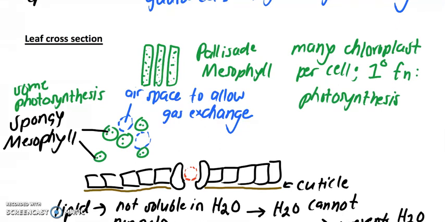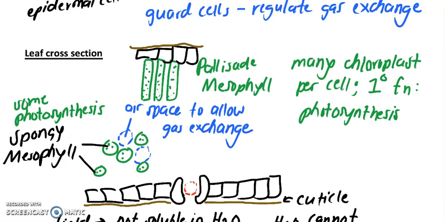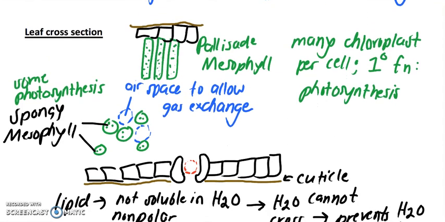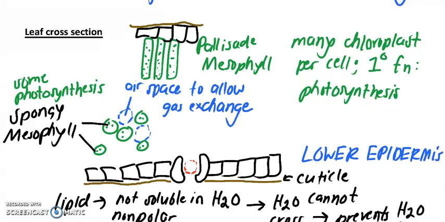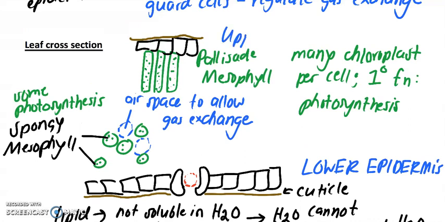Further past that, we'll have regular old epidermal cells. You won't see any guard cells on this side, but you will have a cuticle on this side. The face with the guard cells, we call this the lower epidermis, because the guard cells are here. Lower epidermis, and up here would be the upper epidermis.